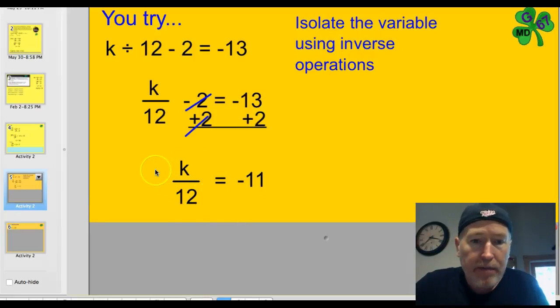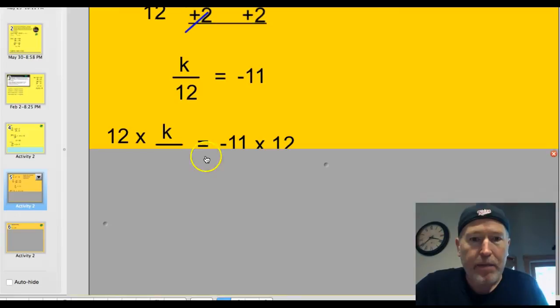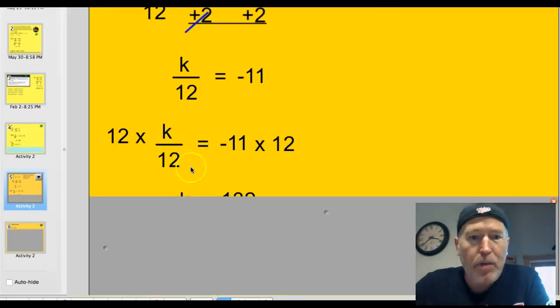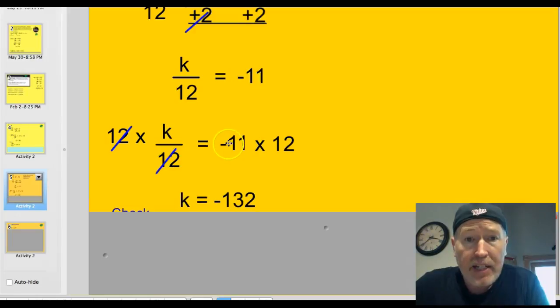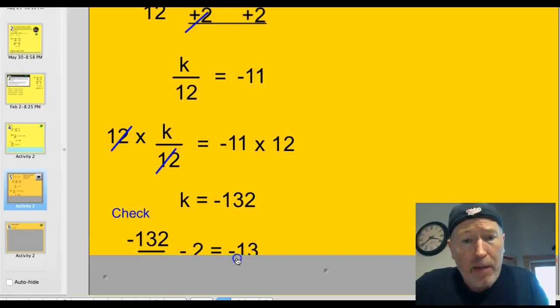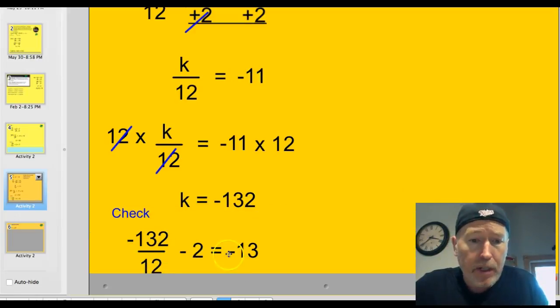Now I'm going to take this is division, so I'm going to multiply both sides of this equation by 12. These 12s will cross off on this side, leaving me isolating that k, and I have a negative 11 times the 12, which is a negative 132. If I pop that into my original equation, I've got negative 132 divided by 12 minus 2 does equal a negative 13.